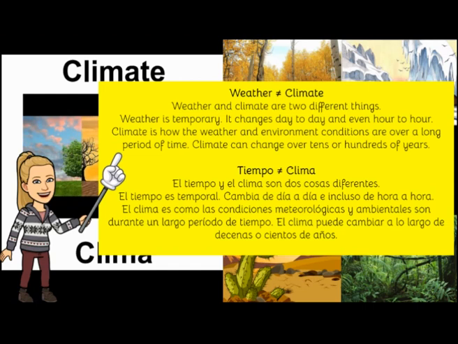Weather is temporary. It changes from day to day and even hour to hour. On the other hand, climate is how weather and environment conditions are over a long period of time. Climate can change, but it takes tens or hundreds of years to change.